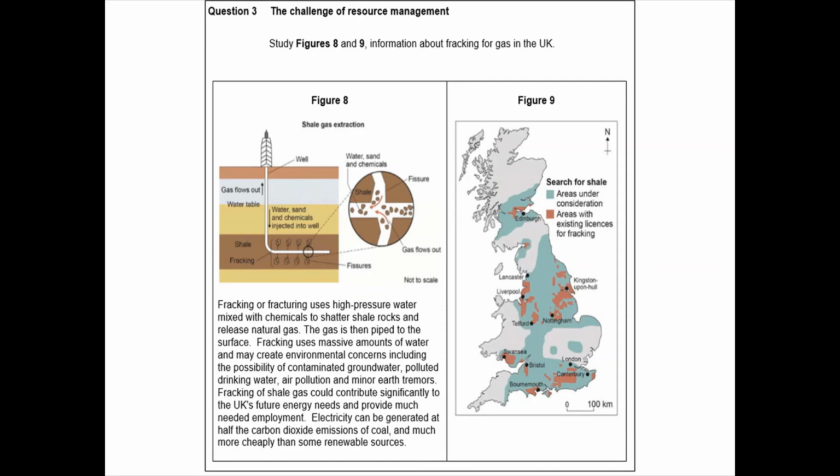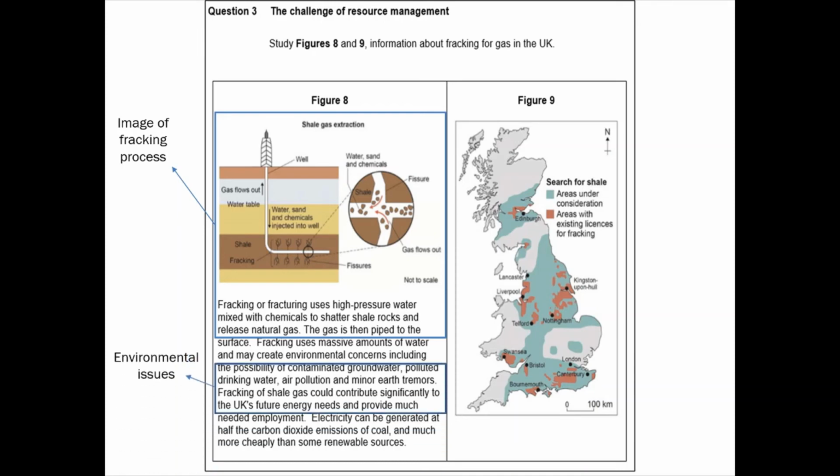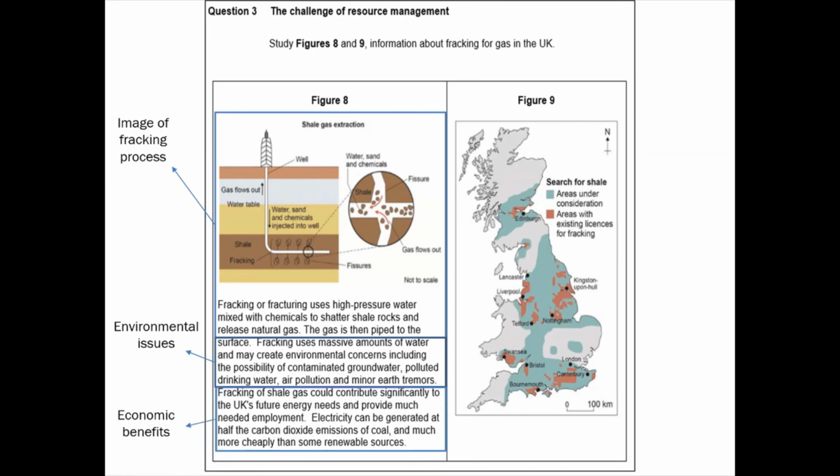So figure 8 first of all is showing you the process of fracking. So how do we release gas from under the ground? So this is what fracking is. Okay, it would then move on to the second sentence, which is telling us about the environmental issues. And those are the things that are happening that are having impact, mainly negative impact on the environment. So these are the bad things that are happening to the environment. And then finally, you've got your economic benefits. And that just means things that are making money for the country through the process of fracking.